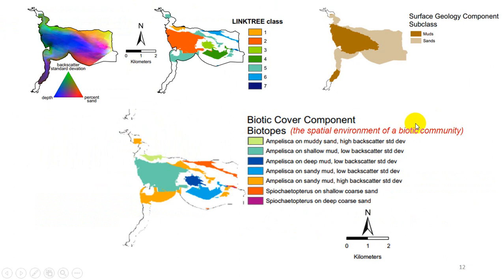And with the map, here they combine the backscatter data, the depth or bathymetry data, and the percentage of sand material, and get a map of the surface geology components, the surficial geology. You can know where the mud is, where the sand is, and combine that with the biotics components, and you get the final habitat map like this.